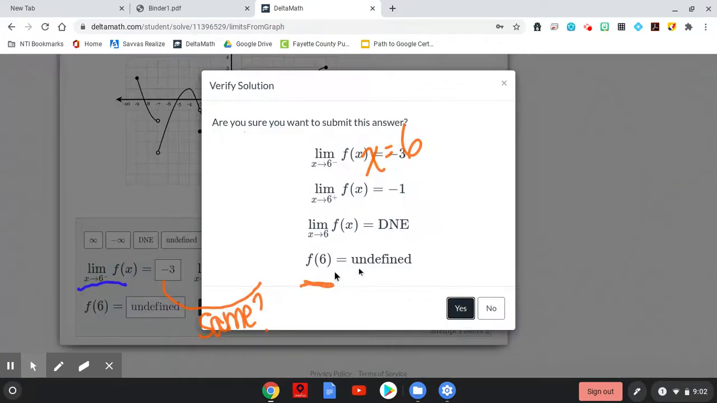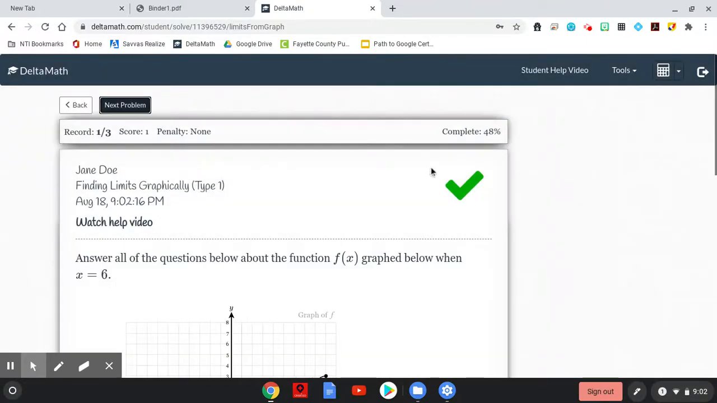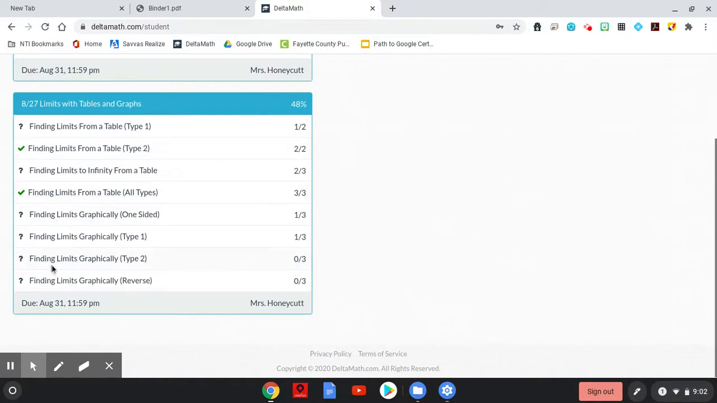You'll click submit. Make sure that's what you want. And you have a correct answer. Then I'll do an example from type 2.